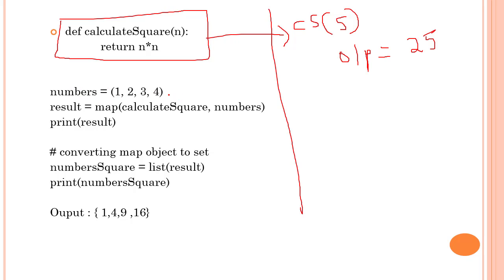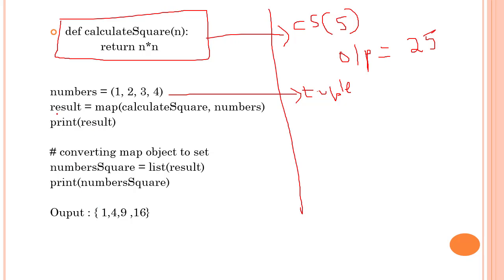Then we have an iterable. What is this? This is a tuple. Or you can just pass a list. It's up to you. Nothing will change much. If you pass a set, then since there's no indexing, all the values will just be mixed up.